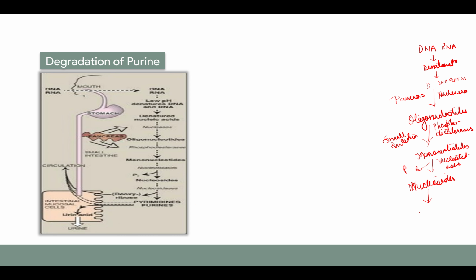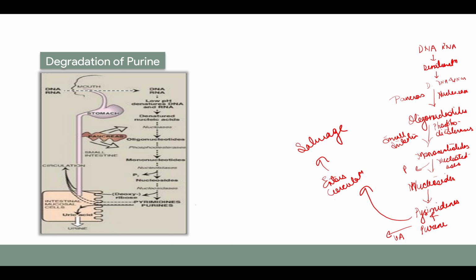These nucleosides release pyrimidines and purines, which enter back to circulation, enter salvage pathway, whereas few get degraded to form uric acid or urea and get excreted into the urine via kidney.